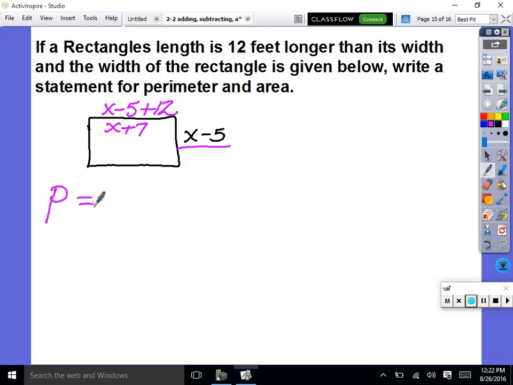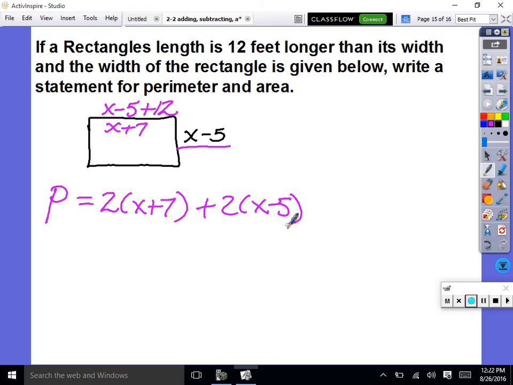Now it says, write a statement for perimeter. Isn't perimeter adding up the entire outside? We can do this two different ways, the easy way or the long way. I don't care how you do it. We could go x minus 5 plus x minus 5 plus x plus 7 plus x plus 7. Or we could say we have two x plus 7s, and this is really at an honors level how you should be thinking. Two x plus 7s plus 2x minus 5. Isn't that true? There's the statement for perimeter.